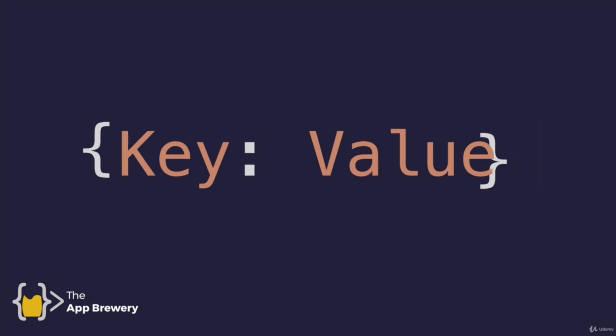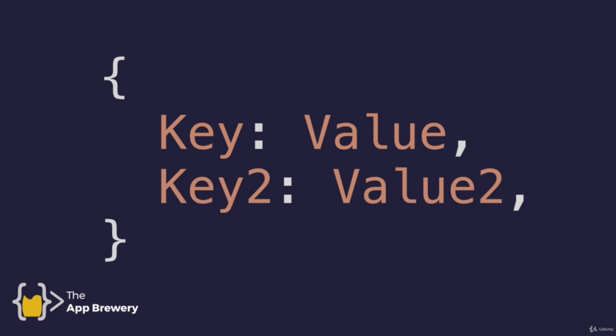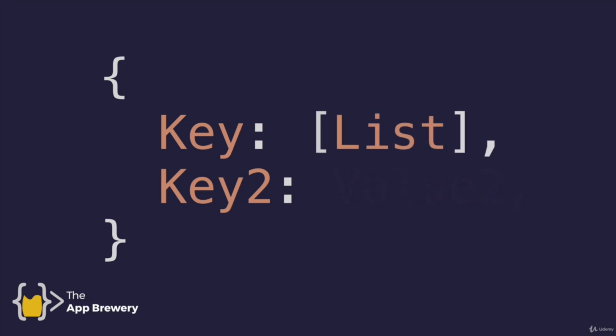Now, we know that we can add multiple key value pairs into the same dictionary by just adding a bunch of commas to separate them. Now, what if instead of having a simple value like a string or a number, I could also put a list as a value as well? Similarly, I could also use a dictionary as a value.